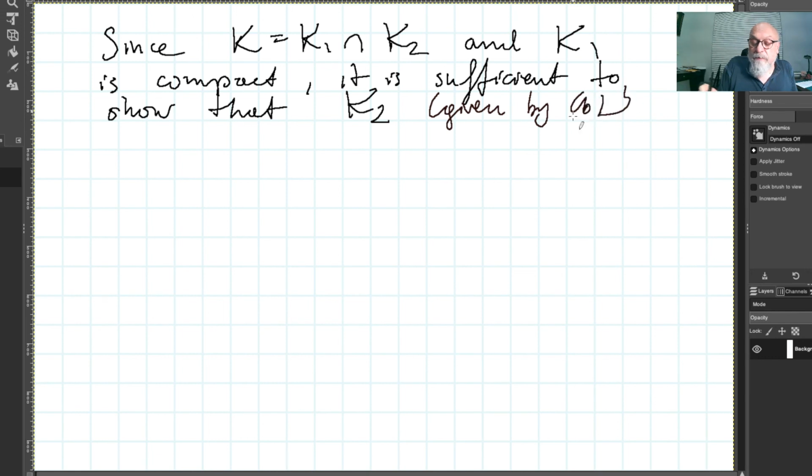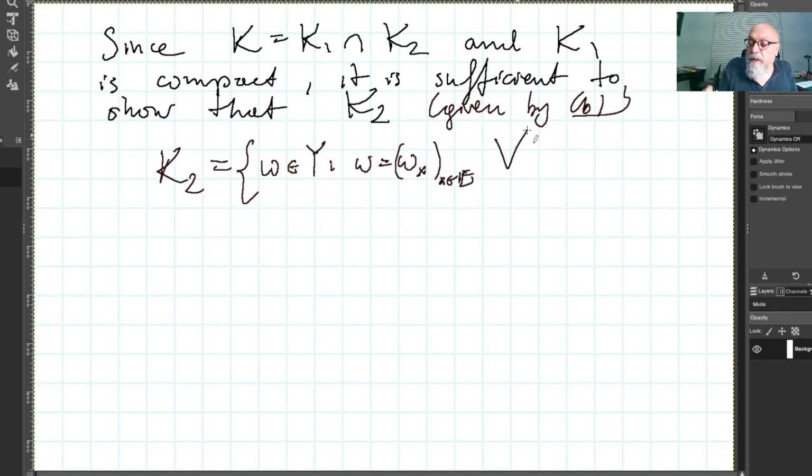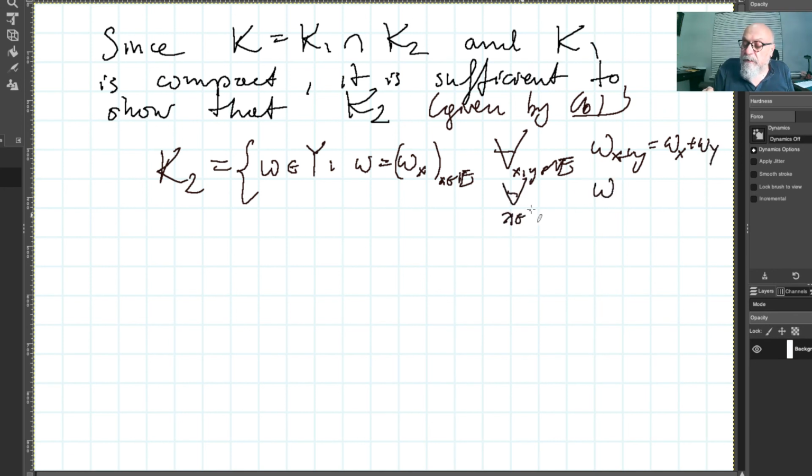That K2, which is given by condition B. What is K2? Maybe I should now do it correctly. So K2 is the set of all omega belonging to y, such that omega is equal to omega x, sequence x belongs to E, and then we have here, for every x and y belonging to E, omega x plus y equals omega x plus omega y, and the second one is, for every lambda belonging to R, omega lambda x is equal to lambda omega x. So this is the second set.